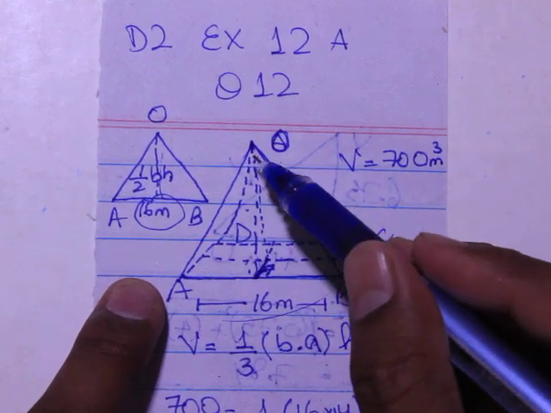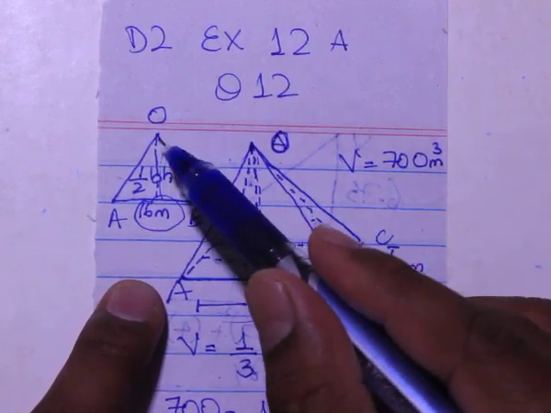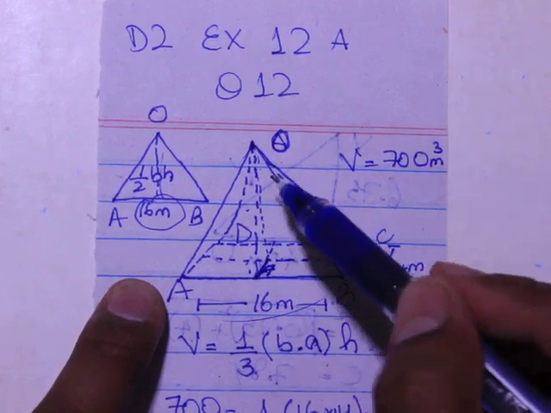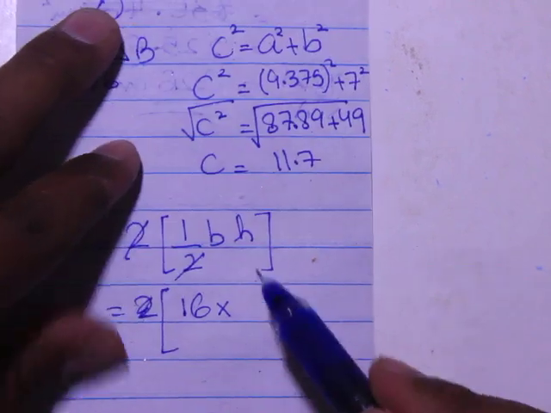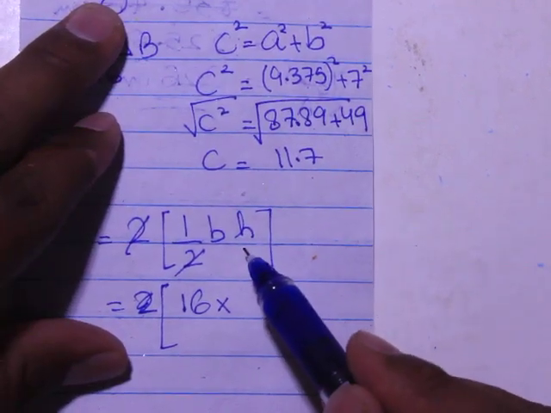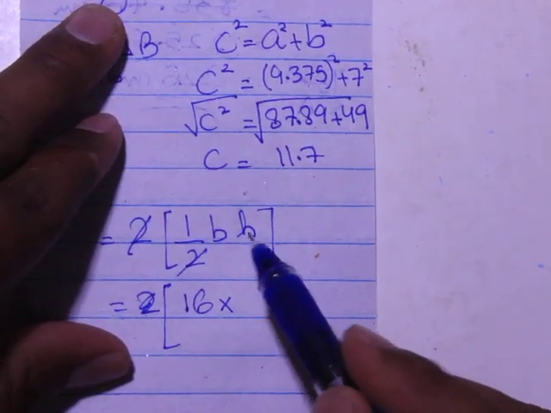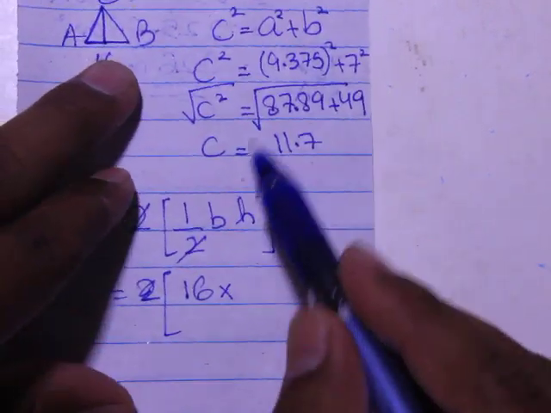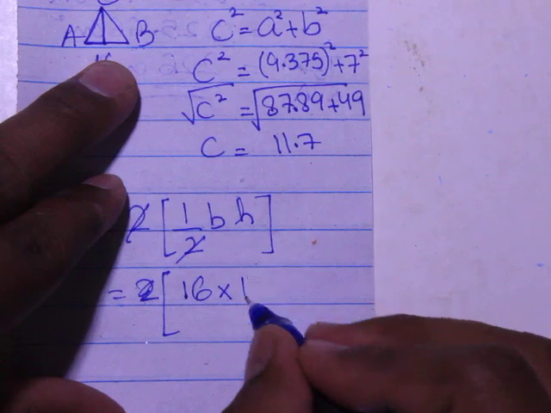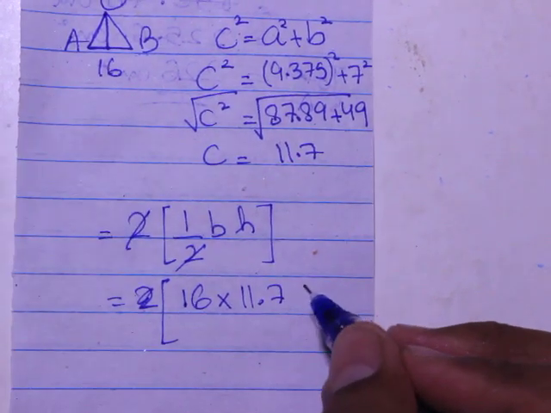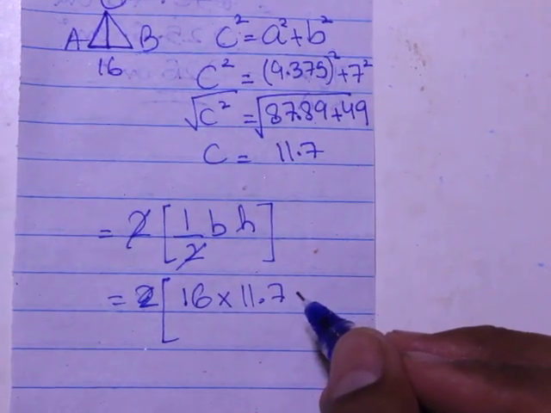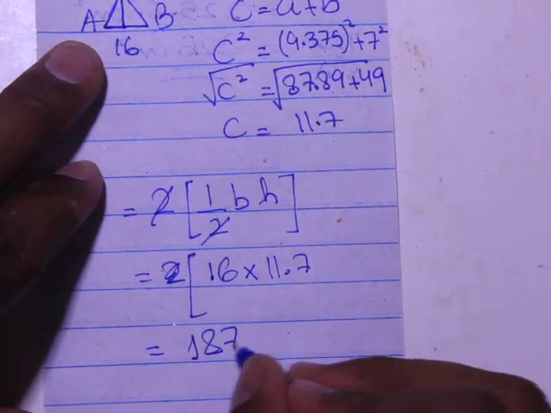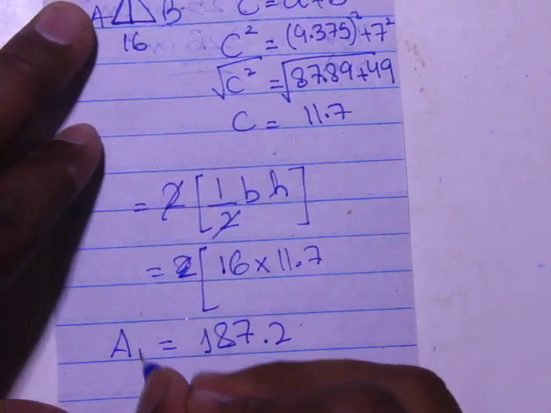If we are talking about the height in the right angle triangle, we are talking about the slant height, not the height of the pyramid. The height we take here is the height of the triangular face. We cannot take 9.37 here; we have to take the height 11.7, which we have just found out. This gives 187.2, this is area 1.